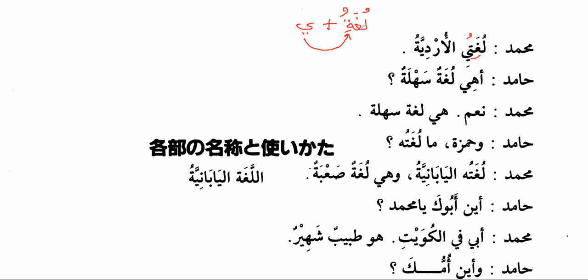So, lughati, my language, this is mubtada, and this is khabar. Urdiyati means Urdu language. Urdiyatu, marfu case. Ahiya, interrogative questioning. Why is hiya taken here? Because lugha is a feminine noun. Ahiya lughatun sahlatun means he's asking, is this language easy? So the answer is in affirmative. Naam, hiya lughatun, mubtada and khabar and sifa. Hiya lughatun sahlatun.